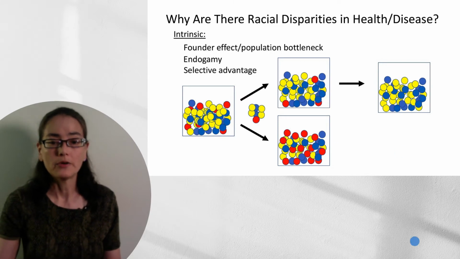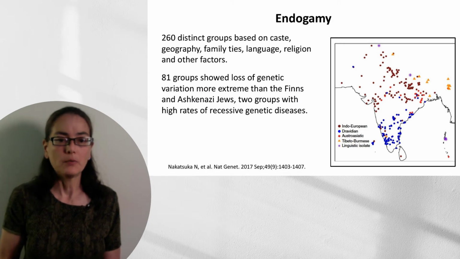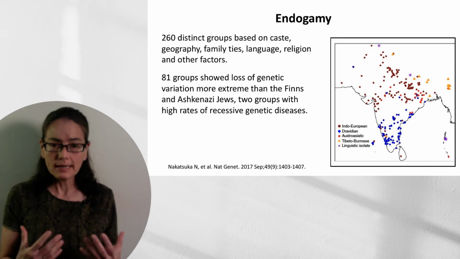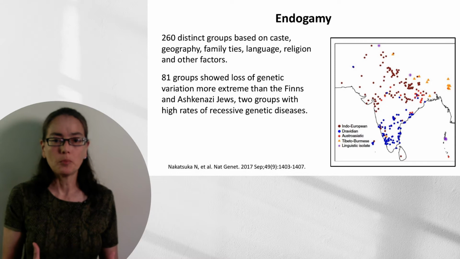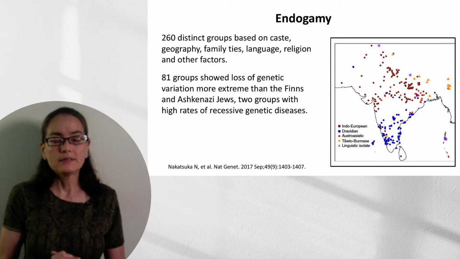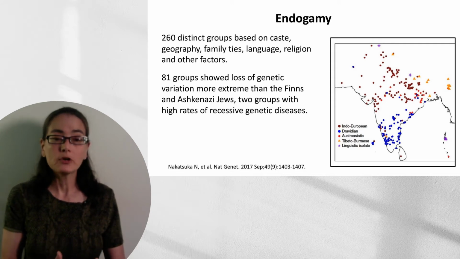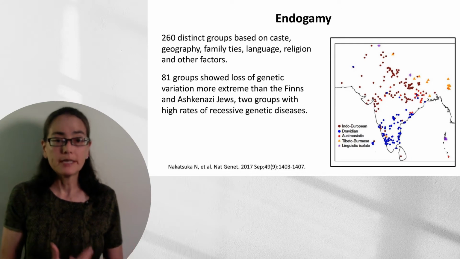So let's talk about those as well. This is a really excellent paper which came out in Nature Genetics. And I think it's really important from a conceptual point of view for you to understand this. So endogamy is the process of marrying, or more exactly, to speak more accurately, breeding within one's particular group.